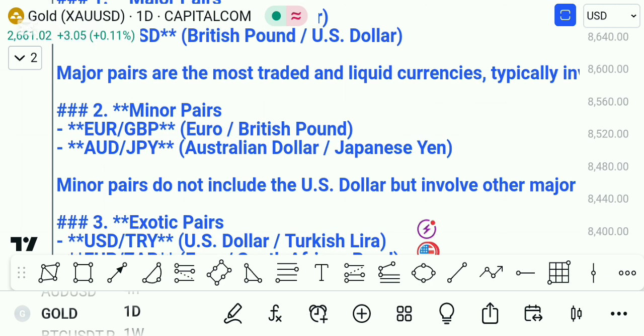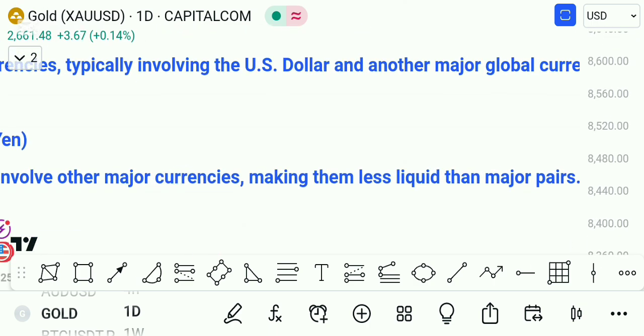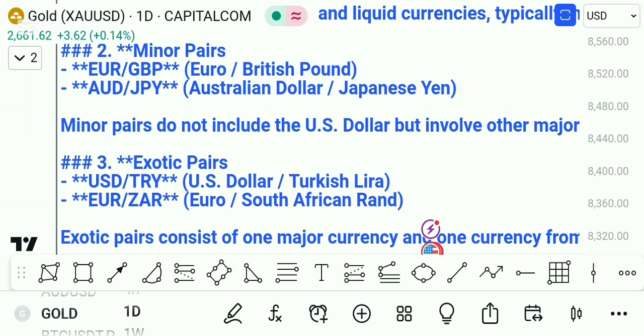Then we now have the minor currency pair. Any of the currency pairs from the major currencies pairing each other apart from dollar is called minor pairs. Guys, take note. So when euro is pairing against GBP, not USD, it is a minor pair. When Australian dollar is pairing against JPY, is called what? Minor pair. All these are pairings that do not include the US dollar but involve other major currencies. That makes them less liquid than the major pairs. That means they don't have more volume in the market compared to the major pairs.